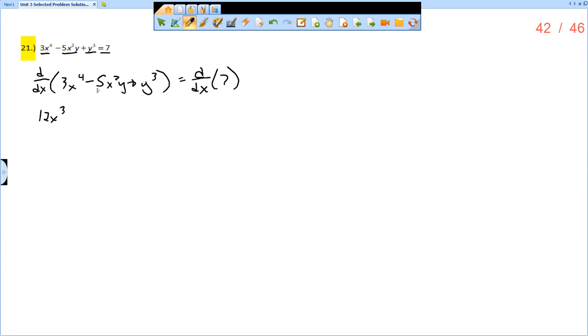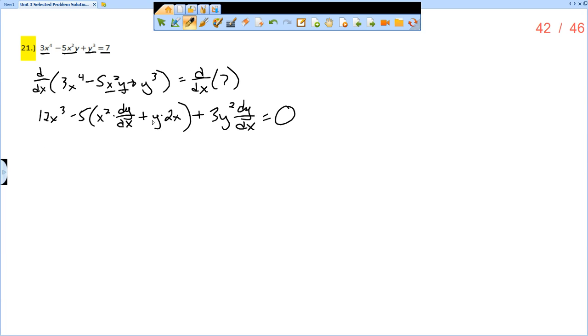And then now minus 5 times x squared y. So what we have is a negative 5 times the product of x squared and y. So we're going to use the product rule. So x squared times the derivative of y, which would be dy/dx, plus y times the derivative of x squared, which is 2x. And then plus the derivative of y cubed, which would be 3y squared times dy/dx, and then equals the derivative of 7. So that would be 0.